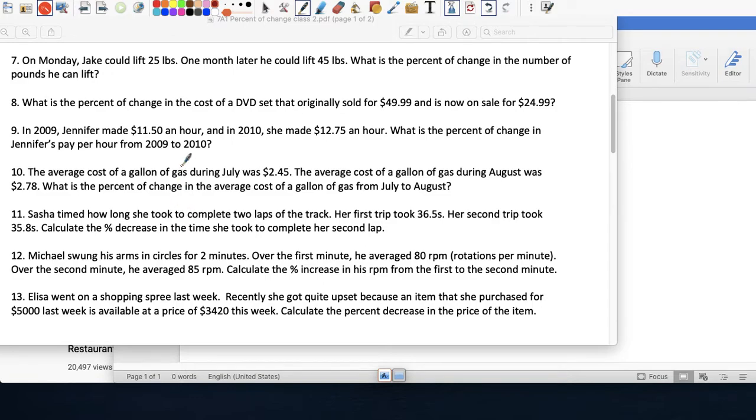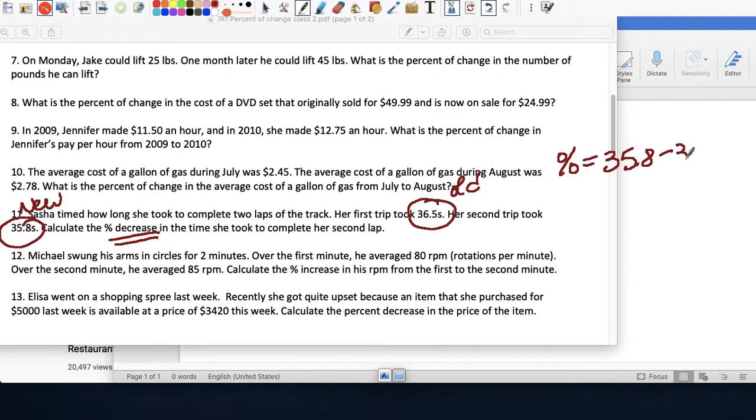11. Sasha timed how long it took her to complete 2 laps around the track. First trip took 36.5 seconds. Second trip was 35.8. Calculate the decrease, right? So this is the old and this is the new. So it went down, so she's faster. 35.8 minus 36.5 over 36.5 times 100.